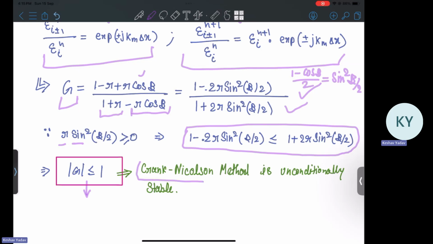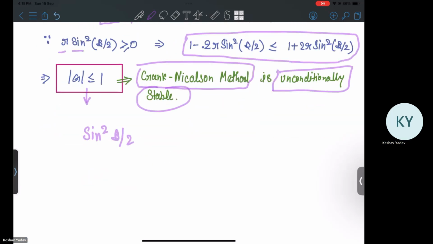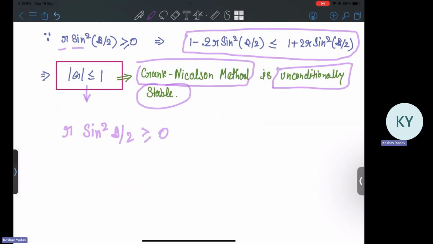Means what? Similar to the implicit scheme, this Crank-Nicolson scheme is also unconditionally stable. So what we have, sine square beta by 2 is greater than or equal to 0. Okay, so the minus will be what? So I can write minus R sine square beta by 2 will always be less than 0.